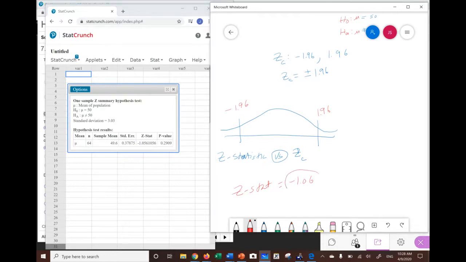Now let's look and see how we test this problem. If you look at the z-stat, which is negative 1.06, it fell here. It fell between negative 1.96 and 1.96. Notice that this is the rejection region, this is the rejection region. This value fell in the region that is not a rejection region. In this case, we say we fail to reject H naught. Now, how come we fail to reject H naught? Because our z-stat did not fall into the rejection regions. That's one way to look at it.